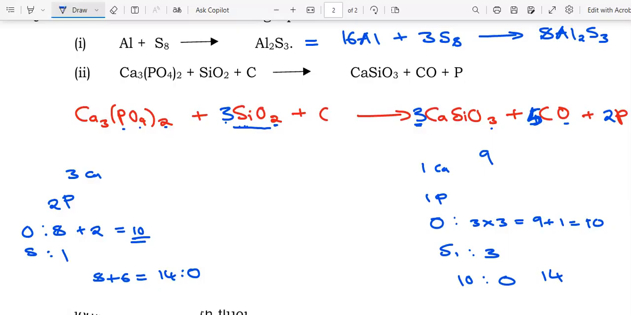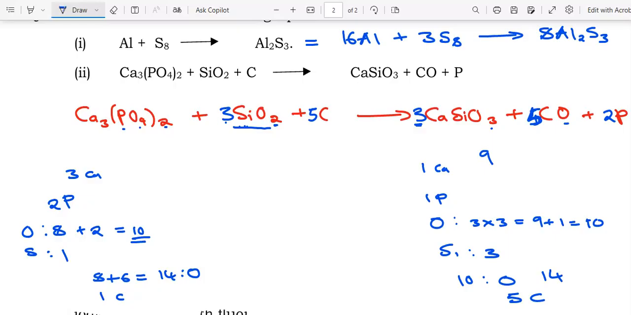No, wait. We have carbon here. We have how many? We have 1 carbon. What a mistake. We have 1 carbon here. There we have now 5 carbon. So to balance this, we are going to add 5 here. This is now how you balance this kind of an equation.